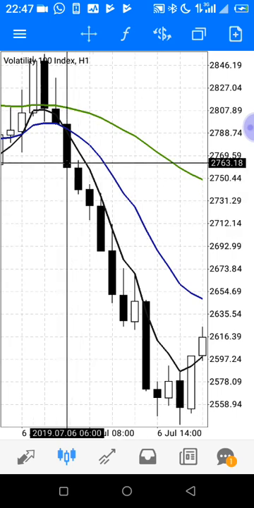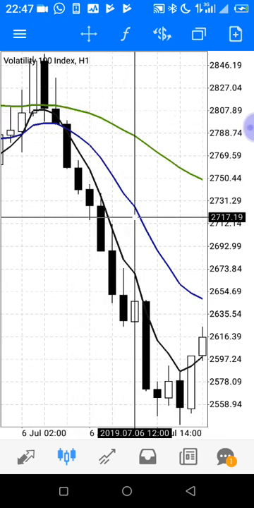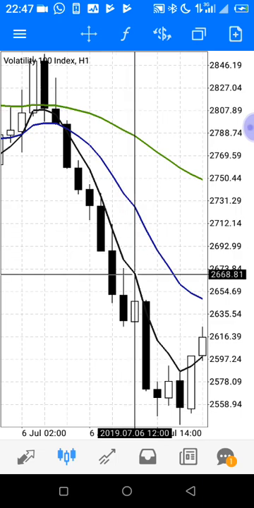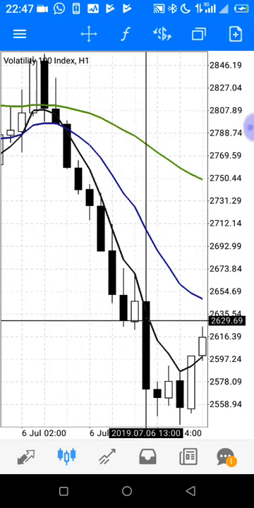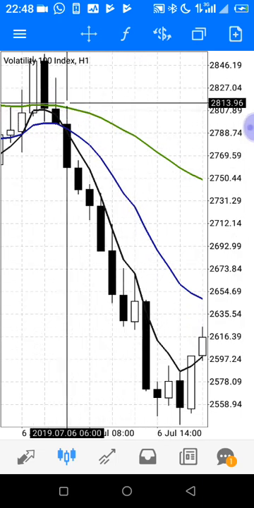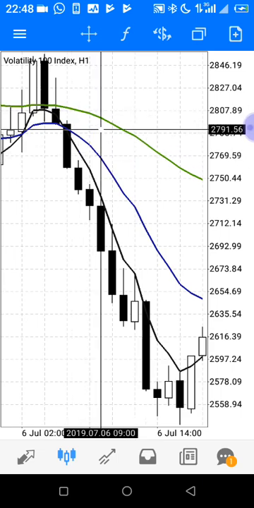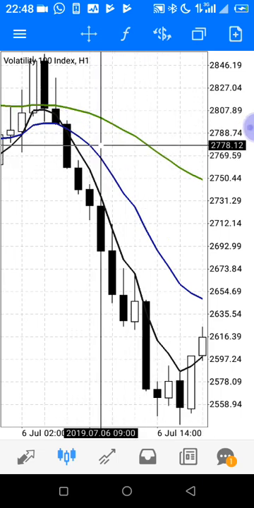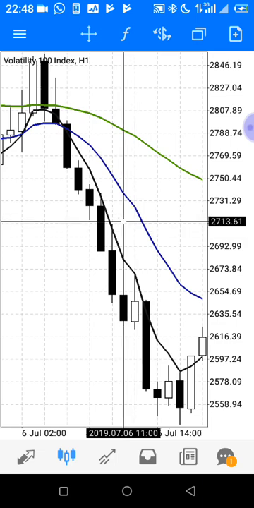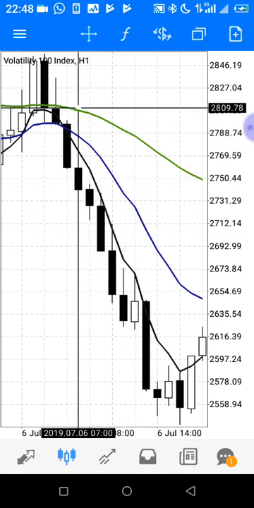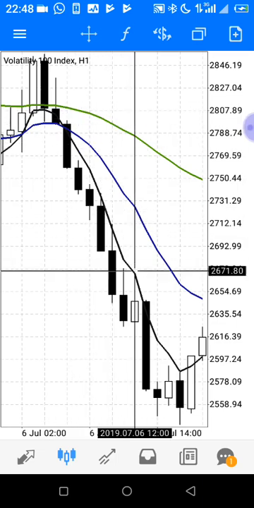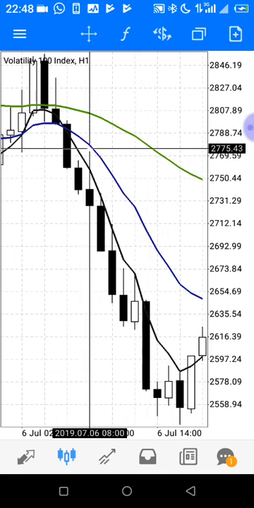Here on the 6th of this month in the morning, again 6 a.m., it could have entered a sell, and it did sell because the order of the colors was green, blue, black. The EMA 60 was pointing down, the EMA 15 was also pointing down. So all three conditions were met, and it did sell for a very long time.